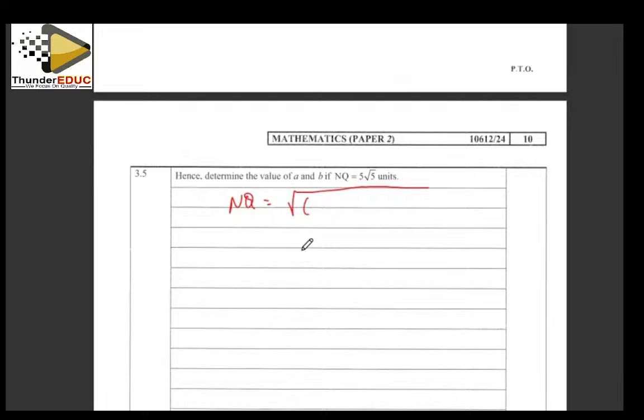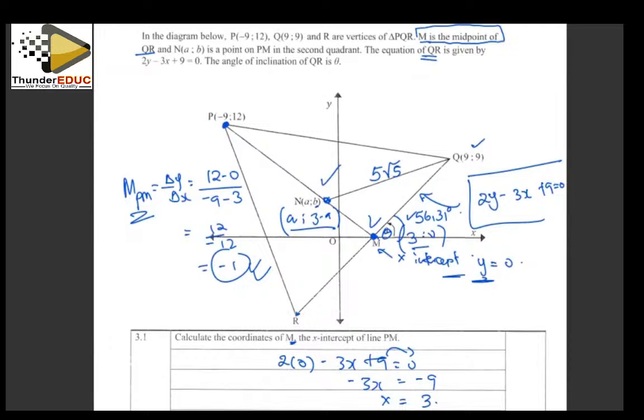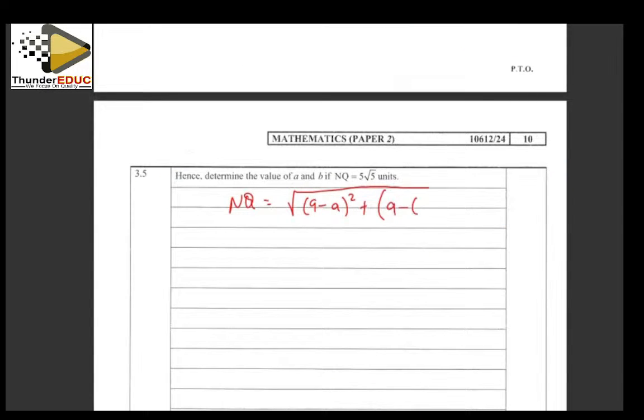I'm going to have 9 minus A squared plus, can still have 9 minus (3 minus A). This must be squared. Let's substitute. So 5 root 5 is giving us the square root of, let's open this up. That's going to be 81 minus 18A plus A squared.